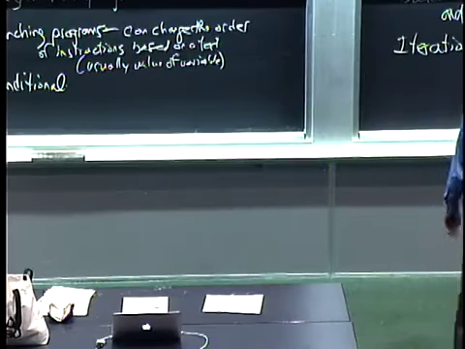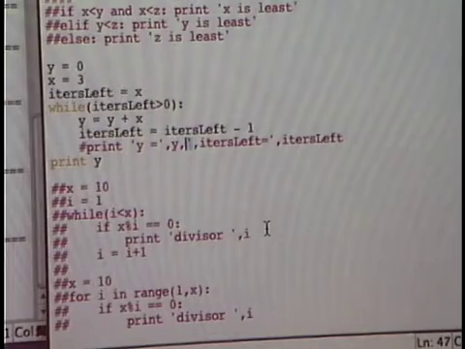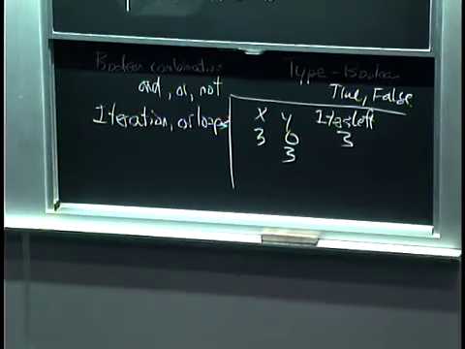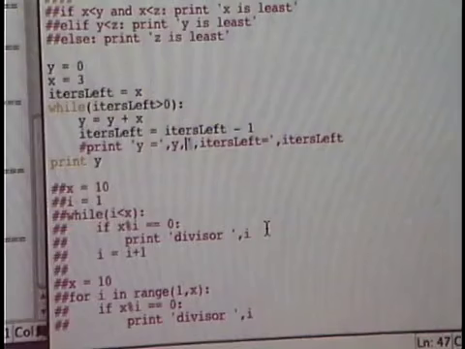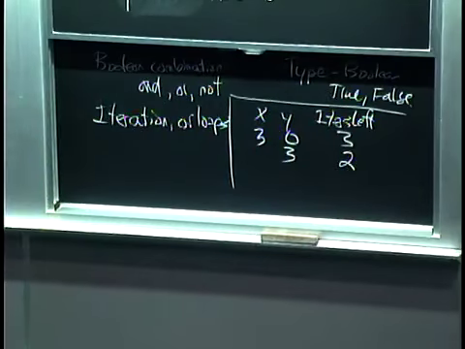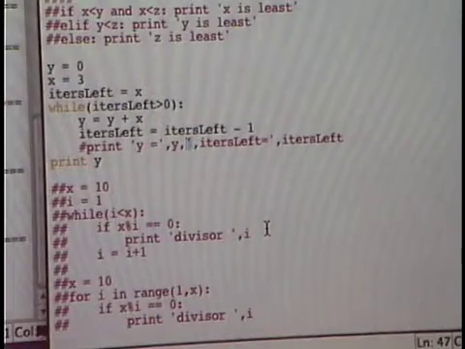It says take value of y and value in x, add them together, and create that as the new value of y. Right? That's the assignment statement. It says take iters left, subtract 1 from it, and bind that as the new value for iters left. Having reached the end of the block, go back up and check the test. Is iters left greater than 0?